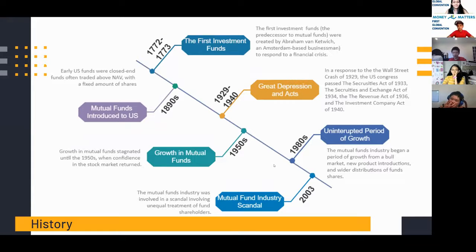In the 1950s, mutual funds experienced growth when confidence in the stock market returned. In the 1980s, mutual funds experienced an uninterrupted period of growth from a bull market, new product introductions, and a wider distribution of fund shares. In 2003, there was a mutual fund industry scandal involving unequal treatment of fund shareholders.